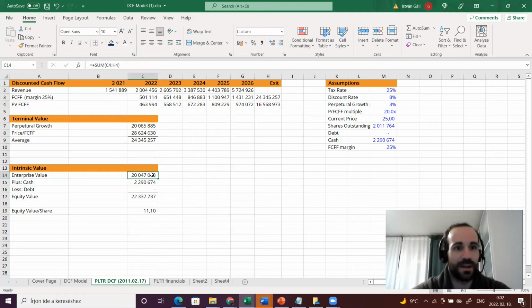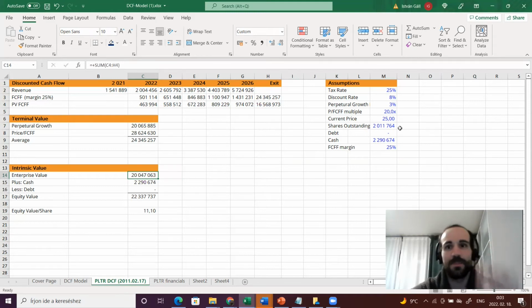The enterprise value is 20 billion US dollars. The company has a little bit above 2 billion US dollars in cash, and it has no debt. The cash has to be added to the enterprise value. So we got as such the equity value, which is a little bit above 22 billion US dollars. So this is the value that is basically for the shareholders. And now we are ready to calculate the intrinsic value of one single share.